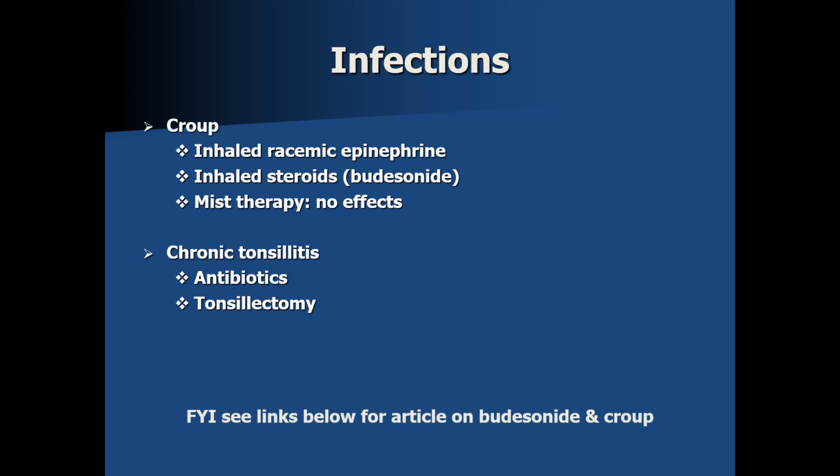We've historically treated croup with inhaled racemic epinephrine. However, inhaled steroids, specifically budesonide or Pulmicort, have shown greater effects in preventing patients with croup from being admitted to the hospital. An article published within the last couple of years studied mist therapy for croup and found that it had no beneficial effects and it could be harmful. Therefore, mist therapy should not be used. Chronic tonsillitis is, of course, managed with antibiotics and eventually a tonsillectomy.